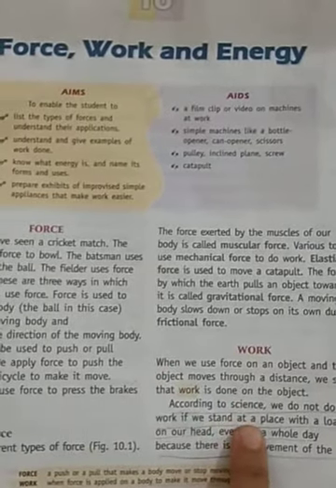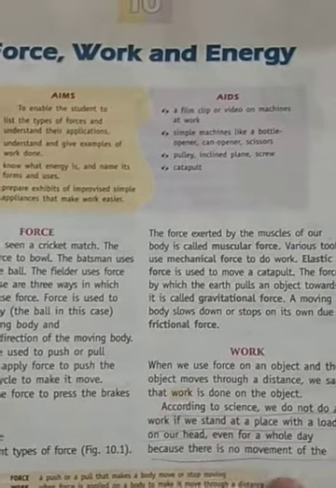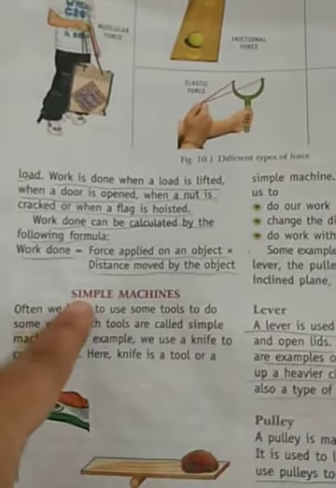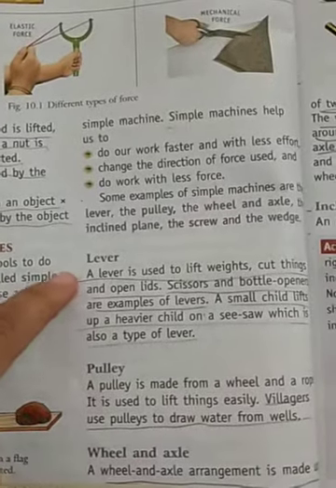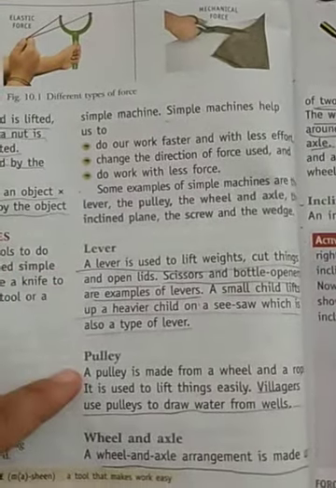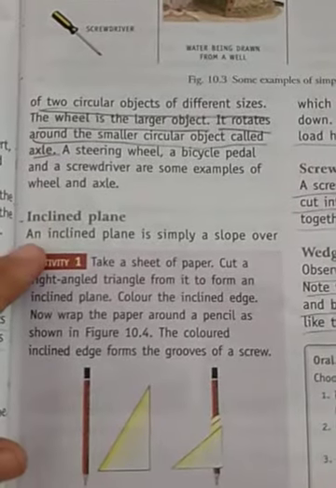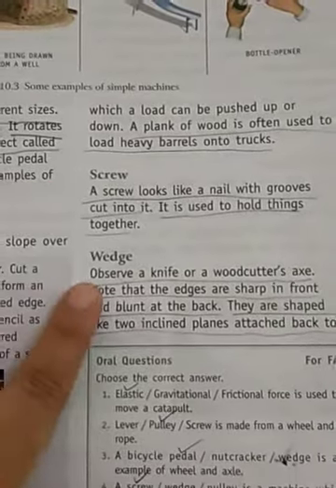Then we will study what we mean by work. And the third thing that we will study here is simple machines. In simple machines we will study what is a lever, what is a pulley, what is a wheel and axle, then what is an inclined plane, what is a screw, and what is a wedge.